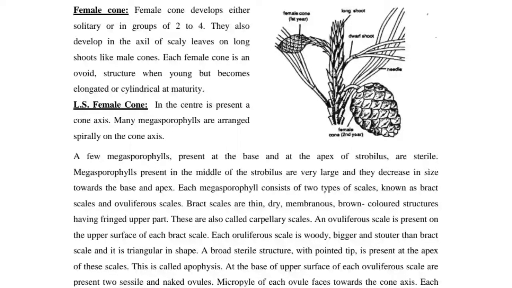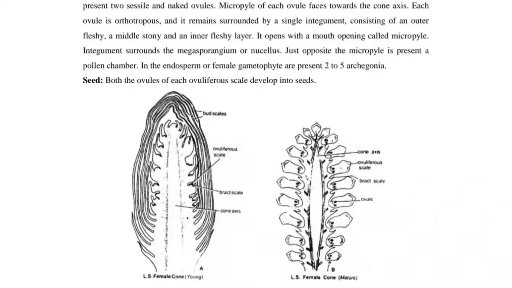Many megasporophylls are arranged spirally on the cone axis. A few megasporophylls, present at the base and at the apex of strobilus, are sterile. Megasporophylls present in the middle of the strobilus are very large and they decrease in size towards the base and apex. Each megasporophyll consists of two types of scales, known as bract scales and ovuliferous scales.